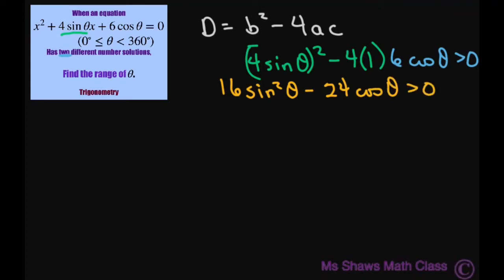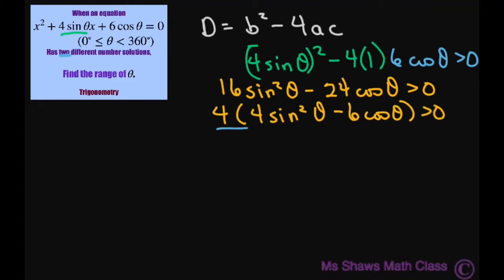So let's factor out a 4, and then you'll get 4 sine squared of theta minus 6 cosine of theta has to be positive. And you can divide both sides of the equation by 4. So now we have 4 sine squared of theta minus 6 cosine of theta is greater than 0.